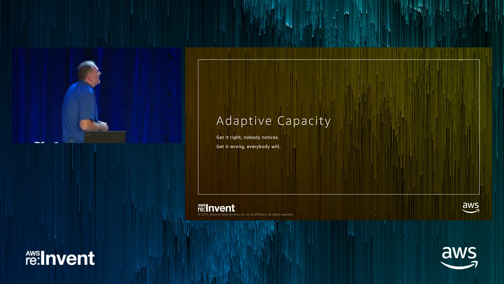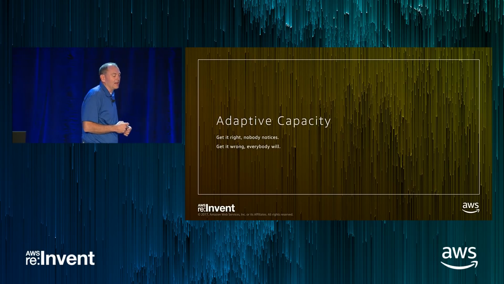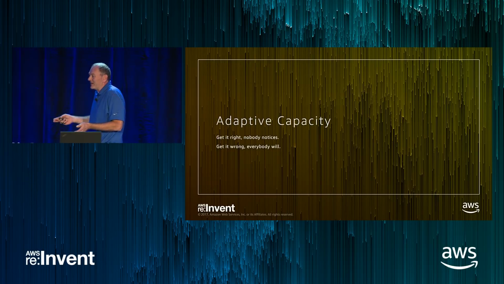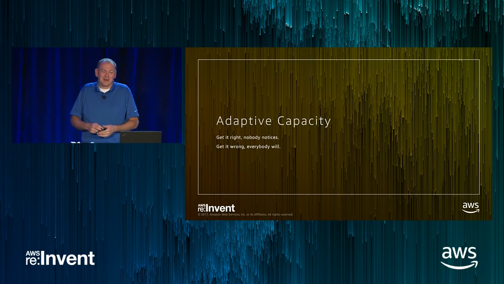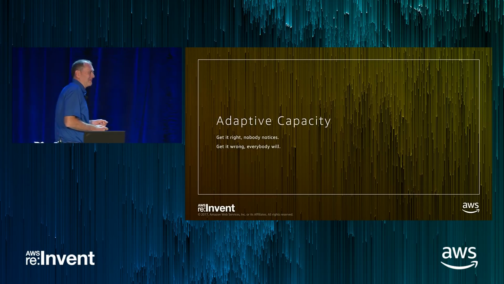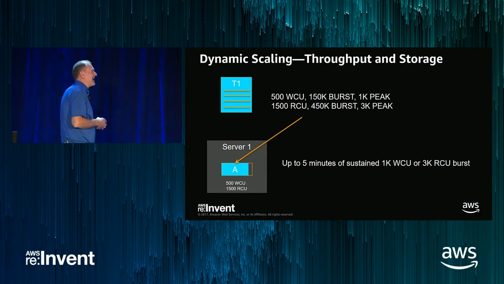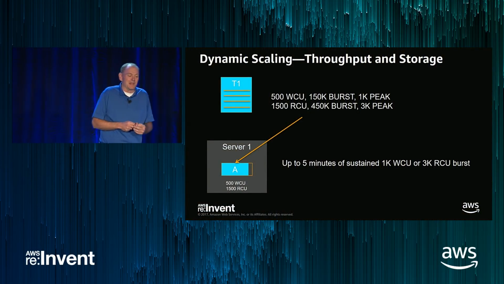So, let's get into adaptive capacity. We want adaptive capacity because when you get capacity planning right, nobody cares. But when it's wrong, boy, everybody's on the phone. So we don't want that. We want things to be able to scale up and scale down. So let's talk about how that works with DynamoDB.